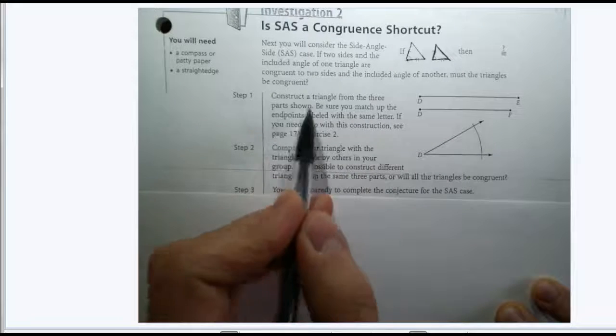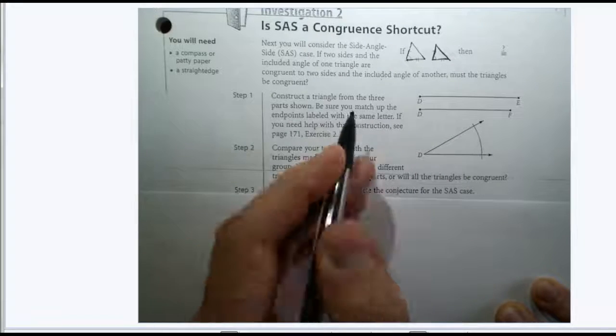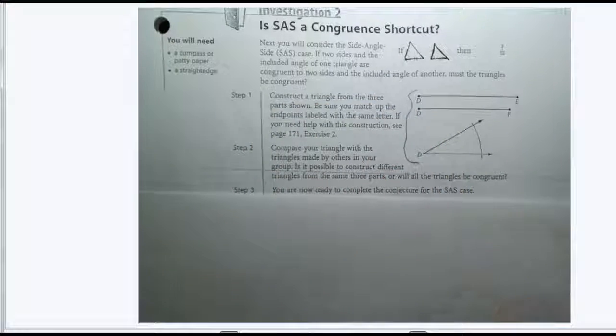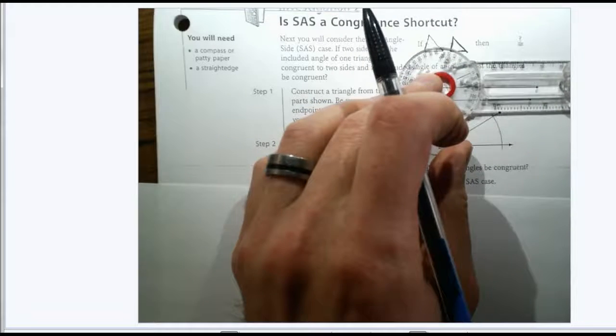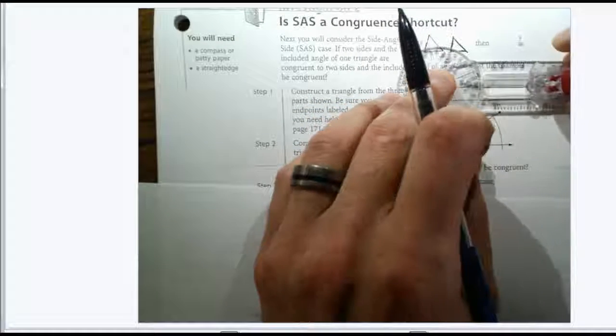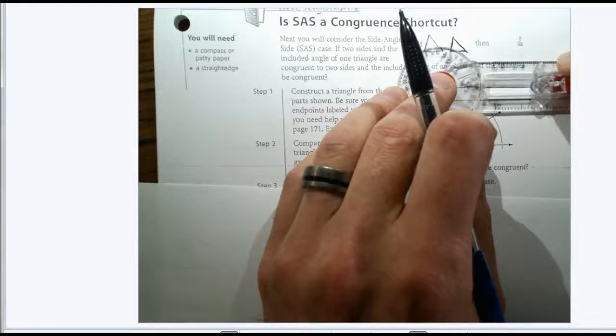Construct a triangle from the three parts shown. Be sure to match up the endpoints labeled with the same letter. Alright, so that's what we have right here. So what I'm going to do first is I'm going to just make DE. So I'm going to start off here. I'm going to adjust this over to there, and I have it all right.